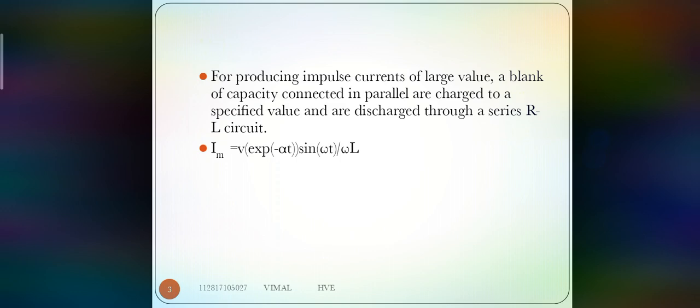For producing the impulse current, a large number of capacitors connected in parallel are charged to a specified value and are discharged through a series RLC circuit. By using this equation, we can find it: Im is equal to V e^(-alpha t) sin(omega t) divided by omega L.